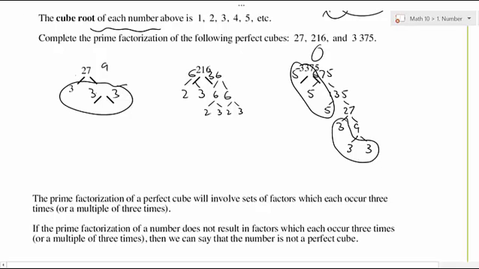Okay, so for 216, we've got 1, 2, 3 3's, and we've got 1, 2, 3 2's. And so that works. Also for 3,375, we got 3 5's and 3 3's. And if we wanted to find out what the cube root is, we just take one of those 3's and one of those 5's, multiply it together, and the cube root is 15. All right? And that is the lesson.